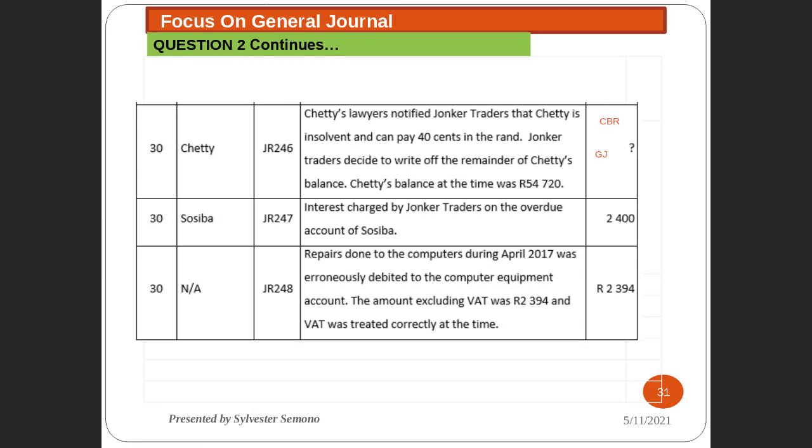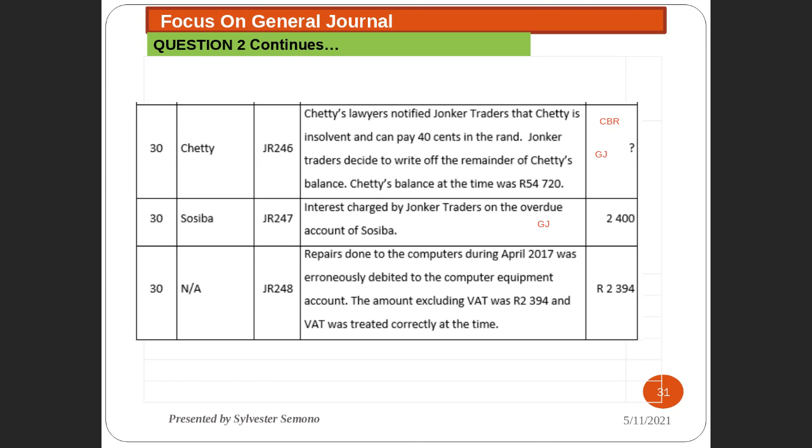The interest charged by John Care on the overdue account of Sosiba. So Sosiba, it means is our debtor. You are on fire. Thank you so much, GJ. Perfect. You know how to show off, guys. Let's show off, guys. Even if they say it will end in tears, it doesn't matter. For us, it will end in tears of joy. Don't worry. And then let's go to the last one.